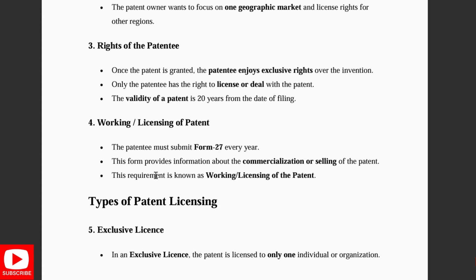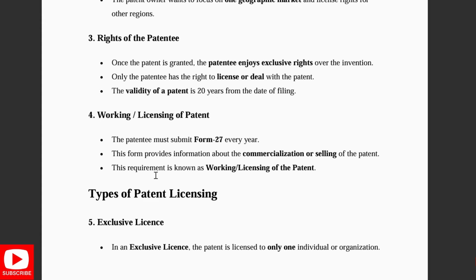Then, rights of the patentee. Once the patent is granted, the patentee enjoys the exclusive rights over the invention. Only the patentee has a right to license or deal with that patent. Then the validity is around 20 years from the date of filing.